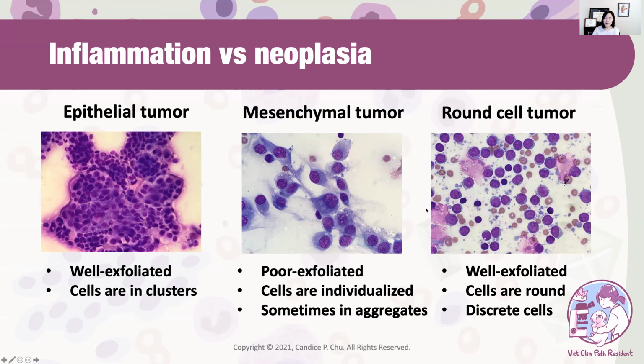And then this is round cell tumor. Round cell tumor is usually well exfoliated. When you take the sample, you can have a lot of cells. Cells are round, and sometimes we call them discrete cells, meaning that they're more like by themselves, have very distinct cell borders, and they're very individualized.